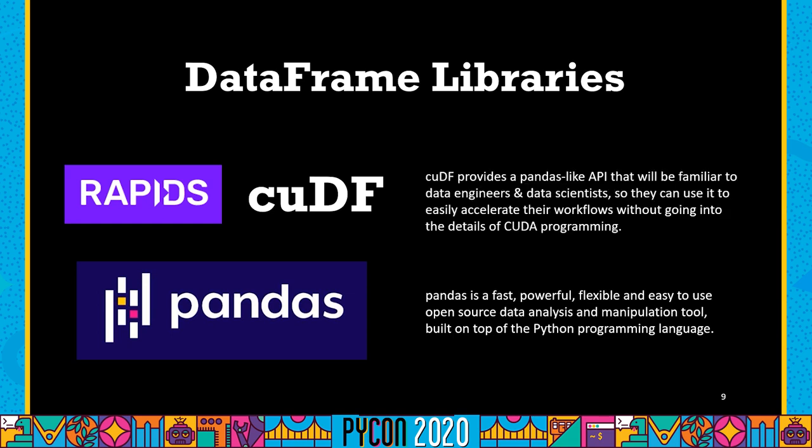And the one-line description of cuDF is that cuDF provides a pandas-like API that will be familiar to data engineers and data scientists so they can use it to easily accelerate their workflows without going into the details of CUDA programming. The data frame Python API is modeled very closely on the Pandas API so that data scientists who are familiar with working with Pandas will find it very easy to transition to the cuDF or Rapids data frame library if they need to accelerate the data science that they are doing.